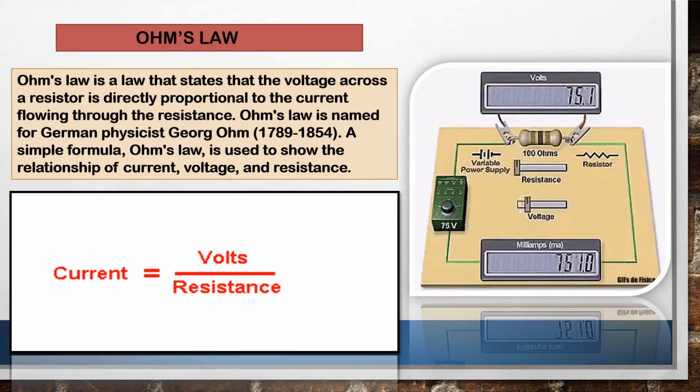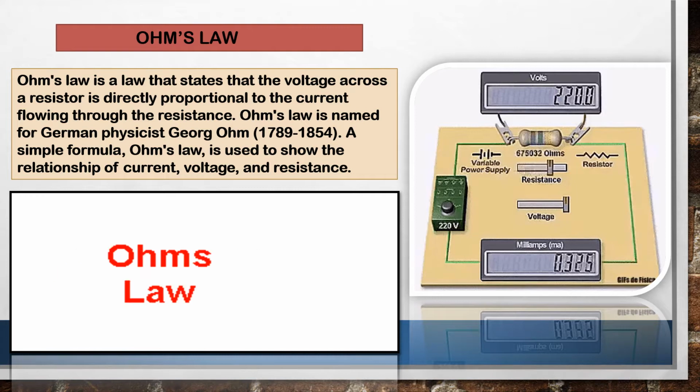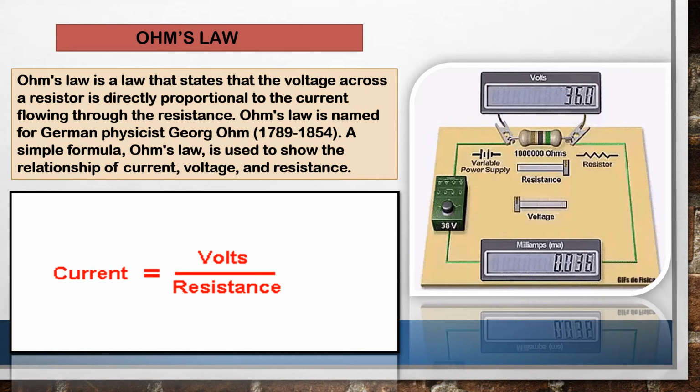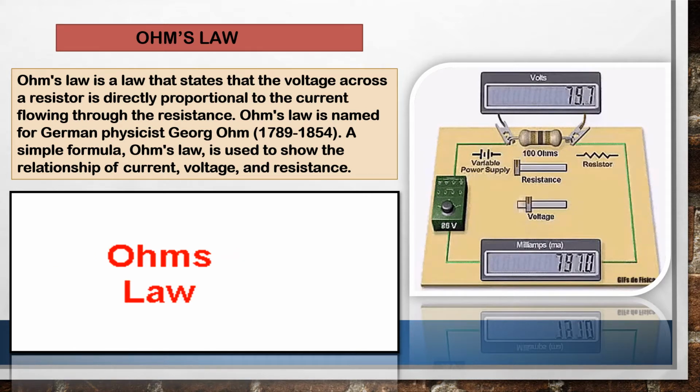The constant of proportionality R is called the resistance of the conductor. So we can write I is equal to V by R. Now see this diagram. Ohm's law is I is equal to V by R. That means current is equal to volt by resistance. The current in a circuit is equal to the volt divided by the resistance of the circuit. So this is actually Ohm's law.